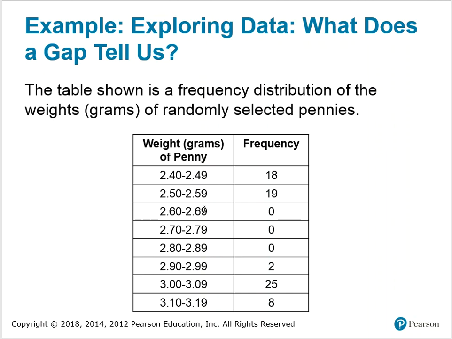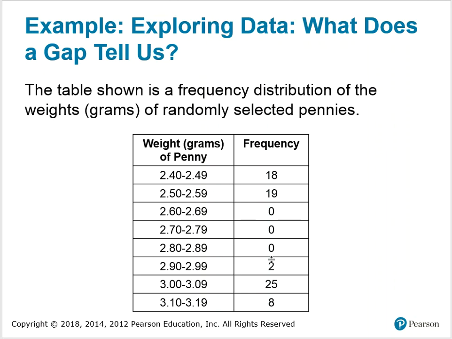They weighed pennies in grams, and here are the frequencies. So we had 18 pennies that weighed between 2.4 and 2.49 grams, 19 that weighed between 2.5 and 2.59. Notice there's a gap. There were no pennies between 2.6 and 2.89 grams. And then we have some more information. So this one again is not normal. The data is not in the center of the frequency distribution. So we're thinking, okay, what is occurring?